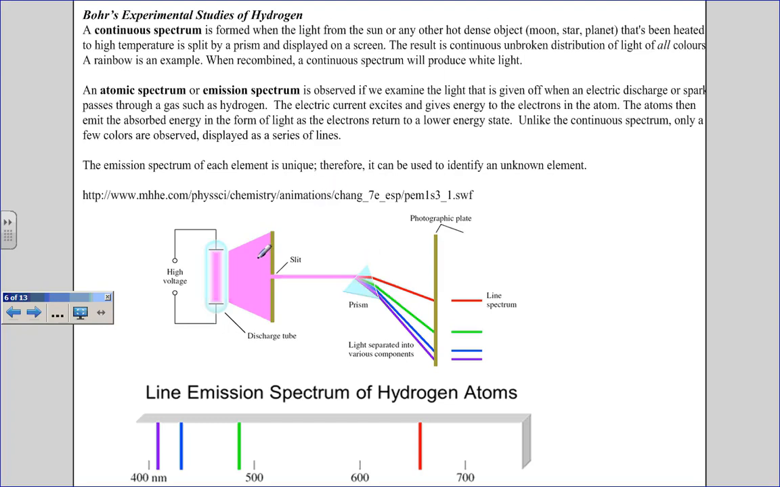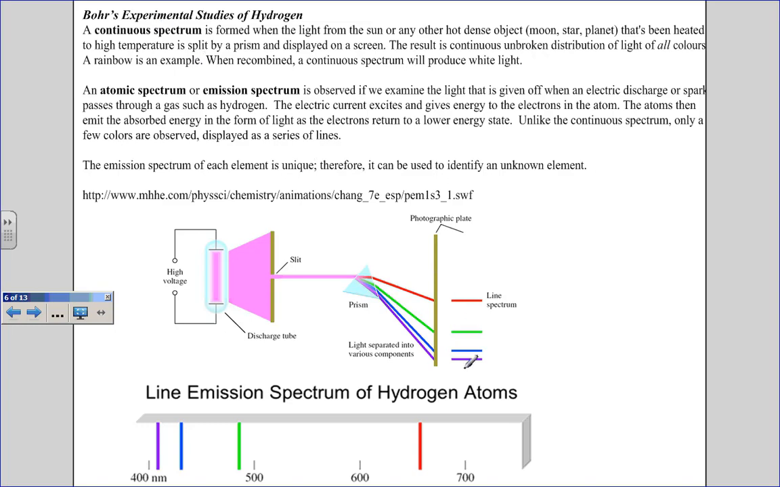Now, what we need to talk about is how this light is actually produced. And this is what Bohr was really trying to figure out. Now, how we refer to the result of the light passing through the prism, we call it a spectrum. So we call a continuous spectrum one where we have white light, or we have all the colors of the rainbow. So it basically blends from one color to the next, and that's why we call it continuous.